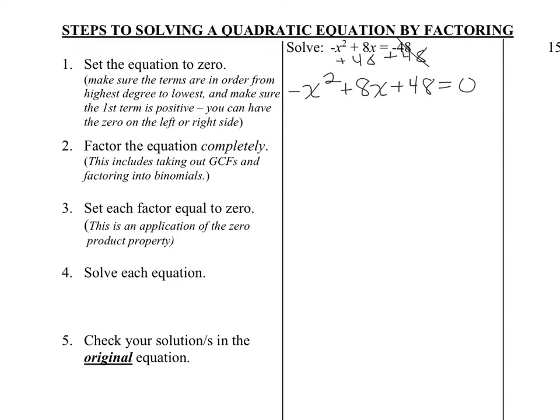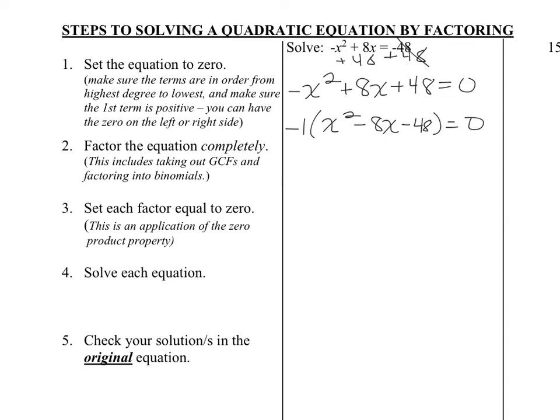Really quickly, I want to remind you that this also includes taking out GCFs. And if your first term, the x squared term, is negative, it's always going to be easier to factor if you pull that negative out. So we're going to go ahead and pull this negative out like it's a -1 as a GCF. You could also just put a negative sign in front of it.